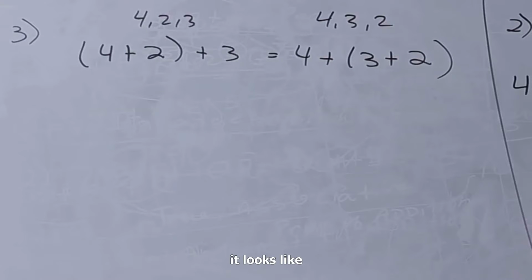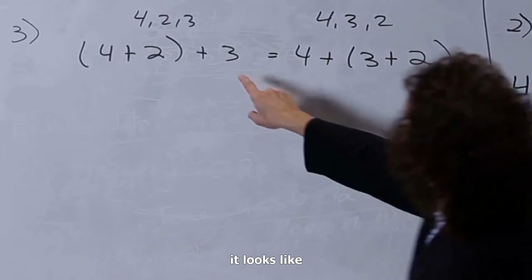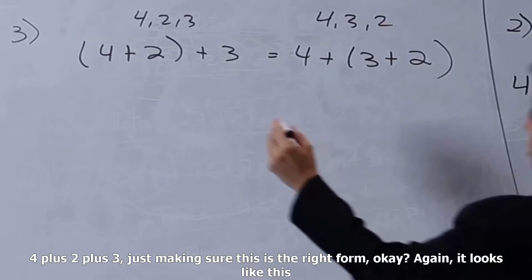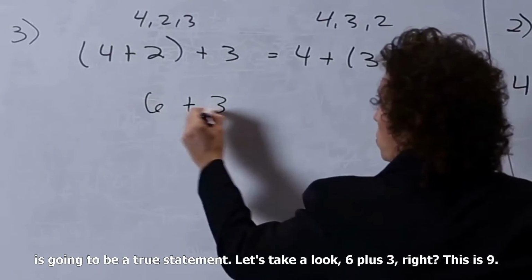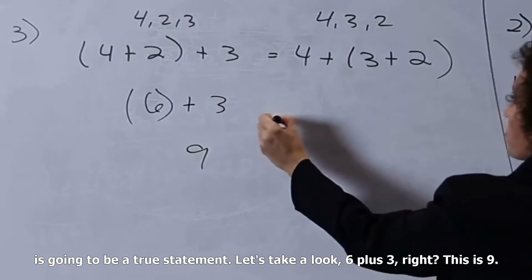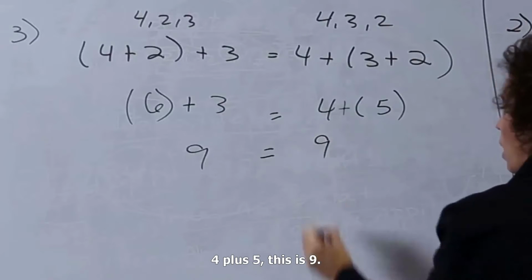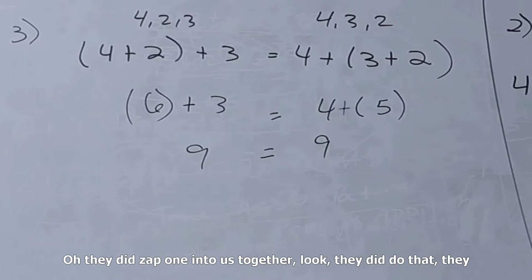Again, it looks like 4 plus 2 plus 3. Just making sure this is very full. Okay. Again, it looks like this is going to be a true statement. Let's take a look. 6 plus 3, right? This is 9. 4 plus 5. This is 9. Oh, they did zap one into us together. Look, they did do that.